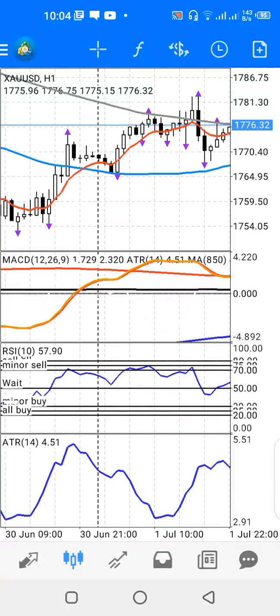Today we'll be looking at how you can trade gold, XAUUSD, on the 1 hour time frame.